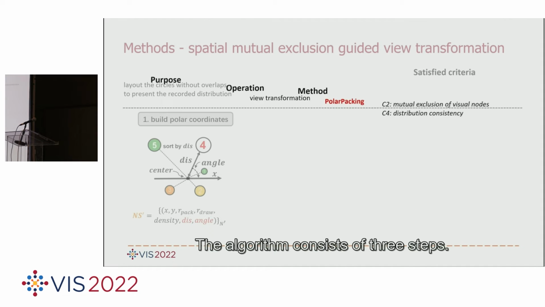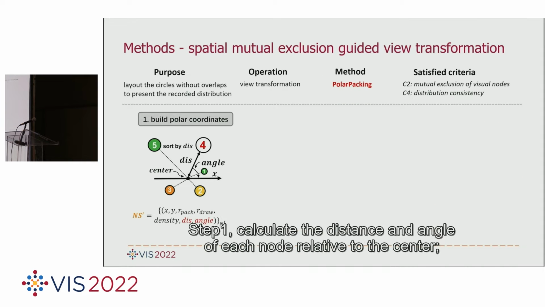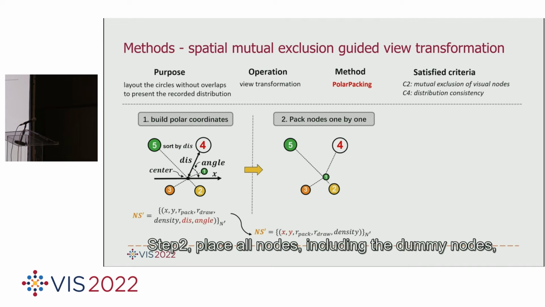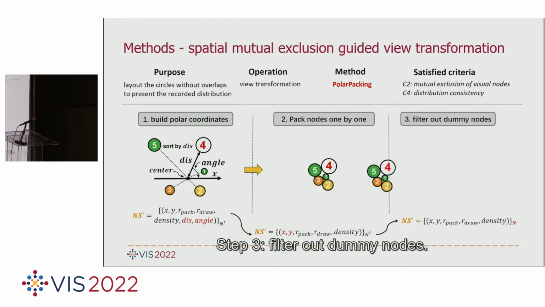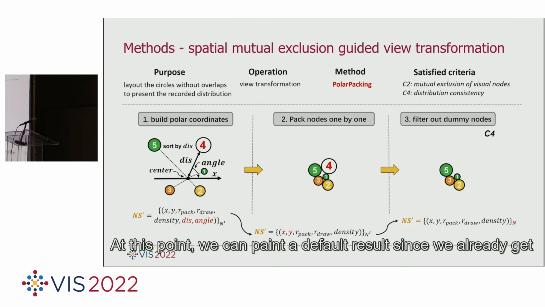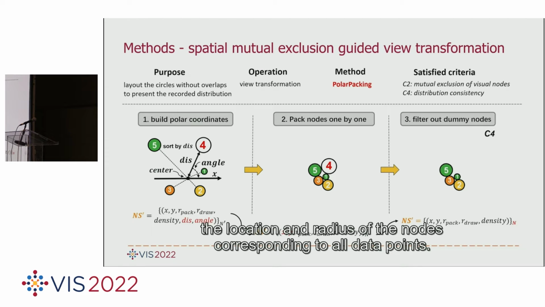The algorithm consists of 3 steps. Step 1, calculate the distance and the angle of each node relative to the center. Step 2, place all nodes, including the dummy nodes, in the ascending order of distance. Step 3, filter out dummy nodes. At this point, we can paint a default result since we already have the location and the radius of the nodes corresponding to all data points.